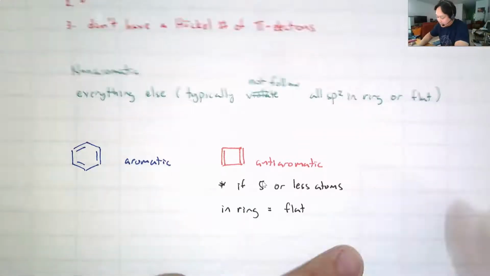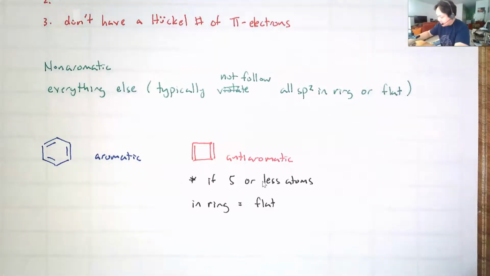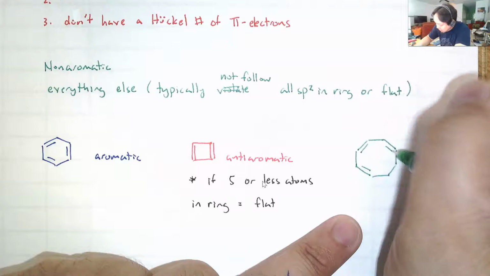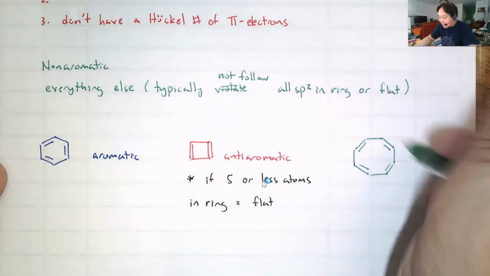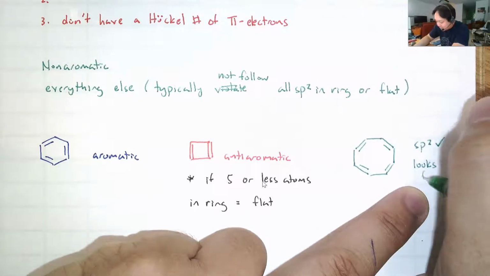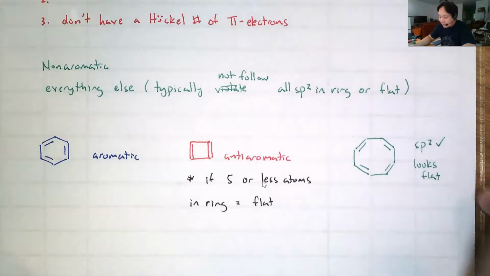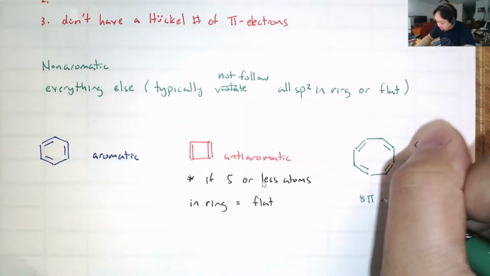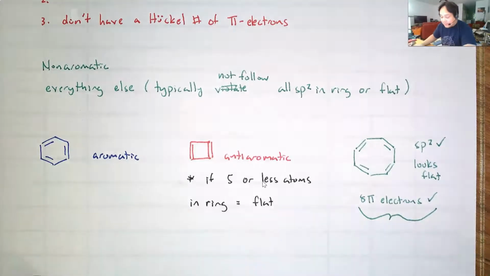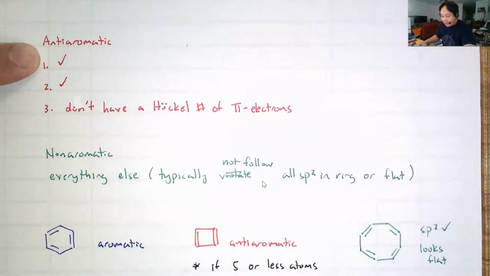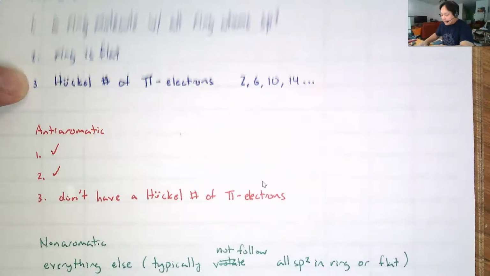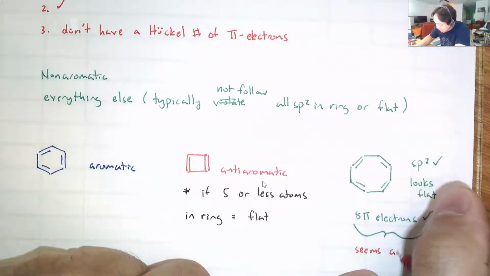Because, take a look at this, cyclooctatetraene. Let me do this in green. Let's do our rules. Every atom is sp2. Check. It looks flat the way I drew it, so we're not going to have a check, but right now we're going to say it looks flat. Definitely it has 8 pi electrons. Check. It's all sp2 atoms in the ring, the molecule can be flat, and we have 8 pi electrons. That's not a Huckel number. So right now I'm going to say it appears anti-aromatic.